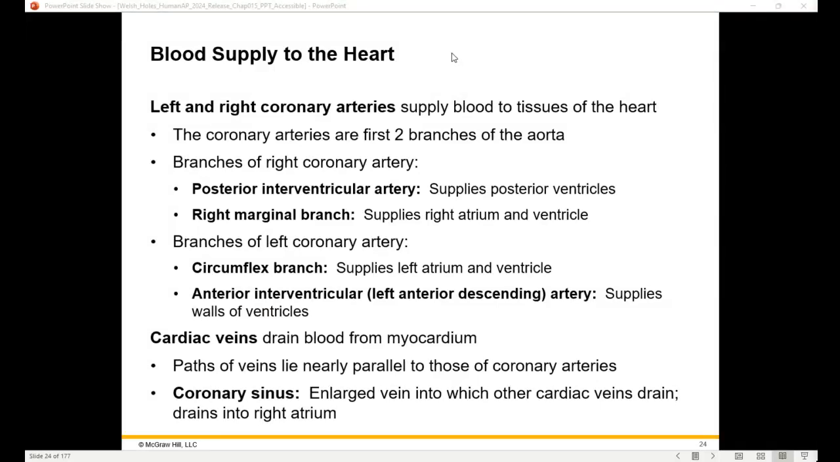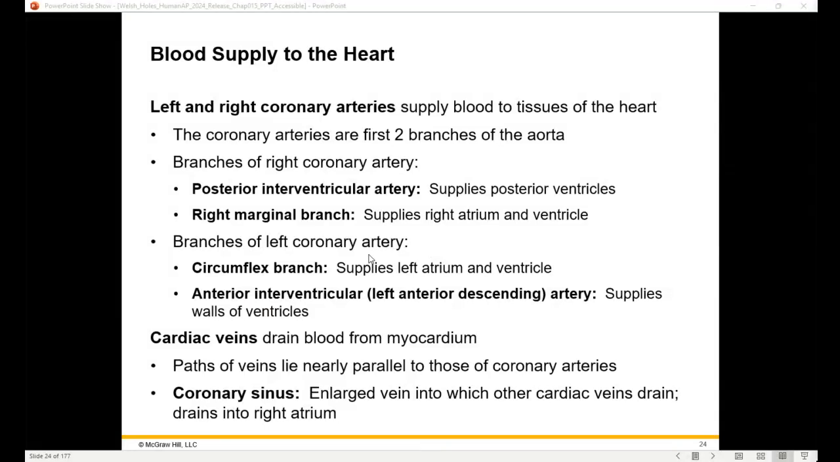Now, the heart itself, its tissues have to have a blood supply as well, and also a way to drain the heart tissue. So we have the left and right coronary arteries that supply blood to the tissues of the heart. The coronary arteries are the first two branches of the aorta. The branches of the right coronary artery include the posterior interventricular artery that supplies the posterior ventricles. Then the right marginal branch, it supplies the right atrium and ventricle.